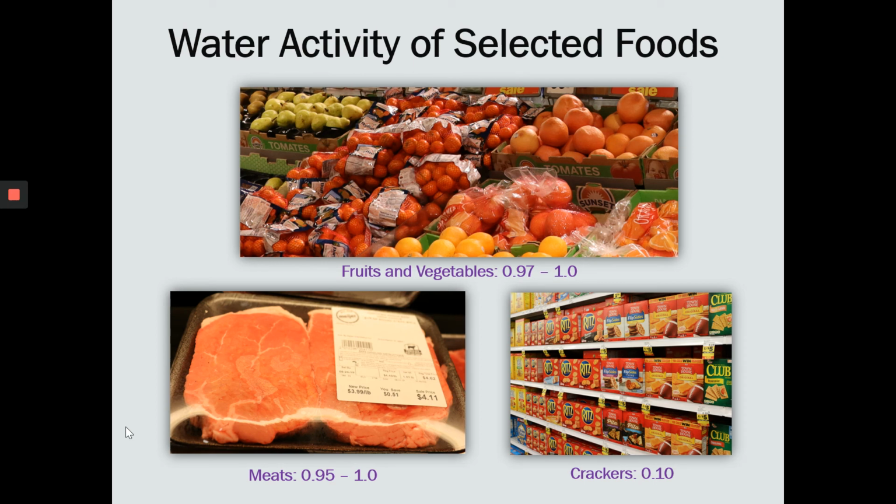Fruits, vegetables, and meat products have water activities that are higher than 0.85, which makes them susceptible to pathogenic growth. Foods such as crackers have lower water activities. Foods with low water activities are not considered at risk for pathogen growth. However, just because bacteria aren't growing doesn't mean the food is not contaminated. For example, although flour has a low water activity, there have been recent flour recalls due to pathogen contamination.